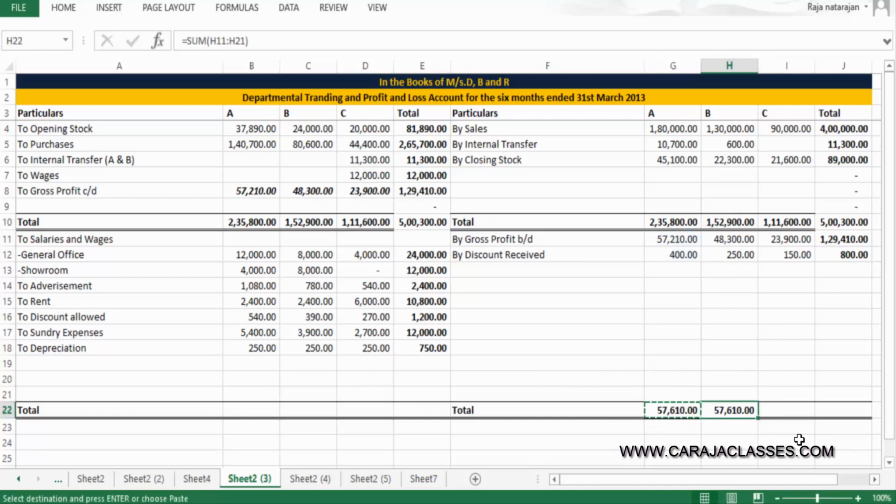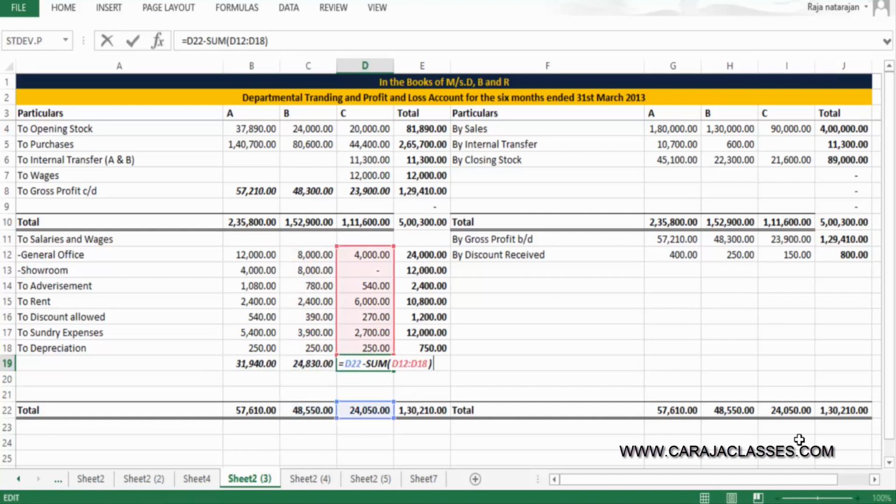Credit total 57,610, 48,550, 24,050, and total is 130,210. And I'm sure on the debit side it is short. So let me carry the credit total itself, and let me see what is the difference here. 57,610 minus sum of all the items here. So I get 31,940. So this is my net profit, and here it is 24,830, and it is 10,290. And if I total this, I get 67,060. So this is the net profit.